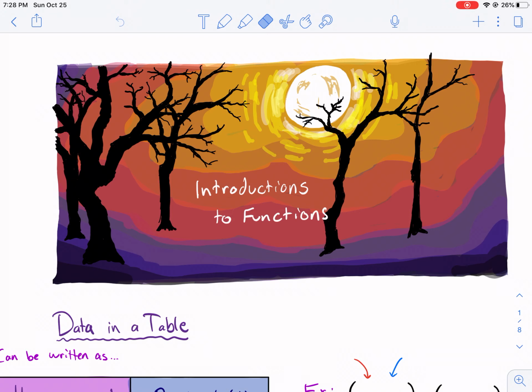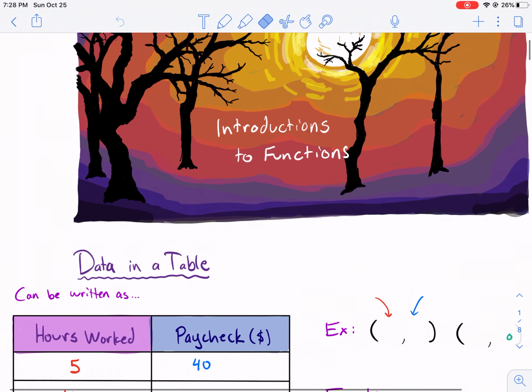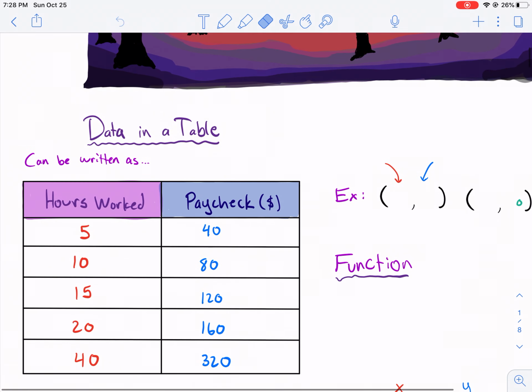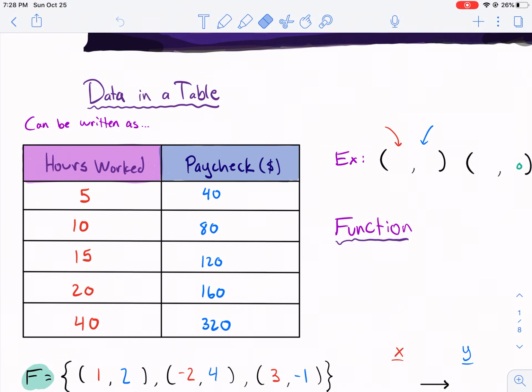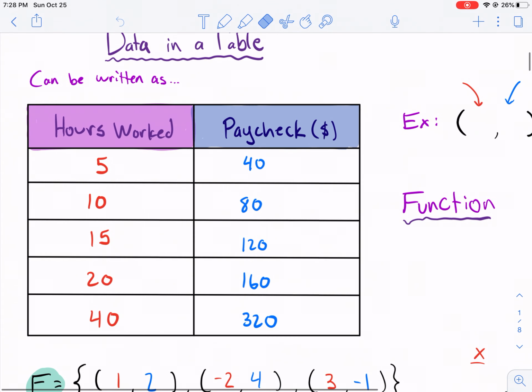Welcome everybody to section 2.5. We're doing the introduction to functions today. Here we're going to start with data in a table. Data in a table can be written like this.